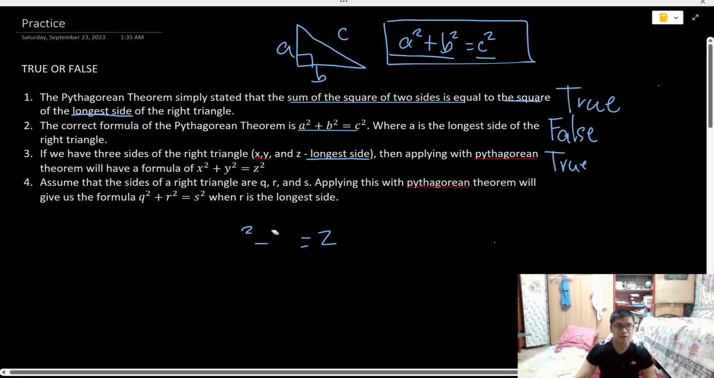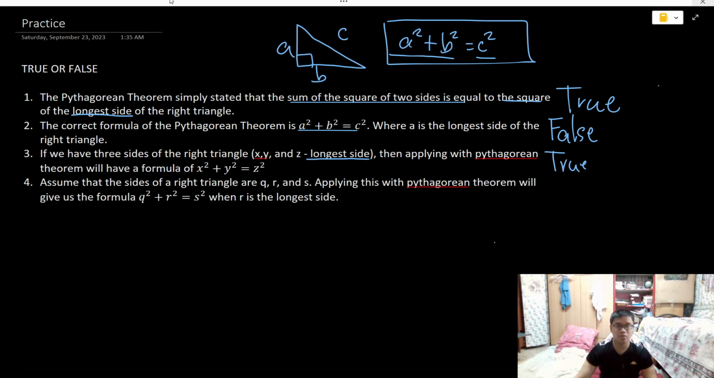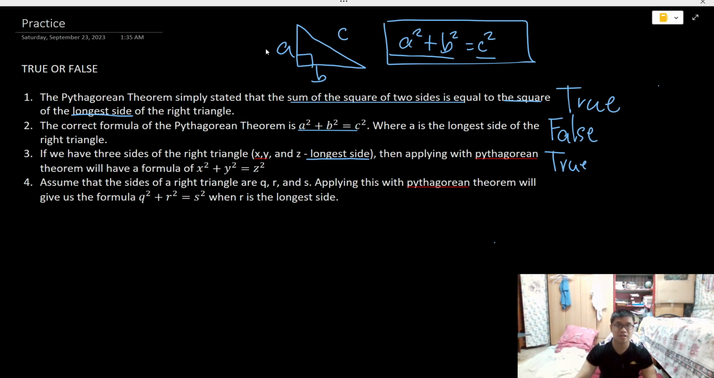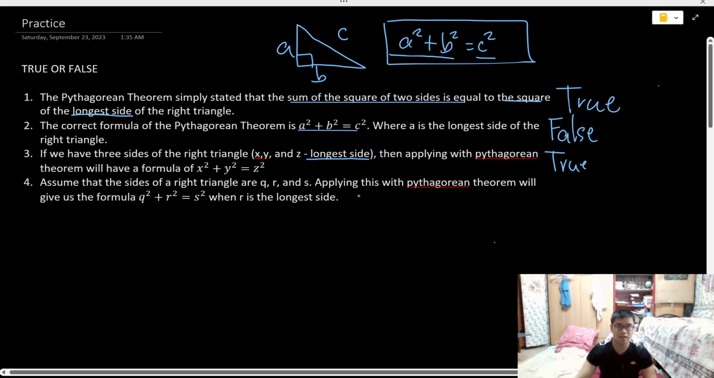Next, assume that the sides of a right triangle are Q, R, and S. Applying this with Pythagorean theorem will give us a formula Q squared plus R squared is equal to S squared, where R is the longest side. What do you think is the answer? I already gave you the hints before, the explanation from these statements. So the answer here is totally false.